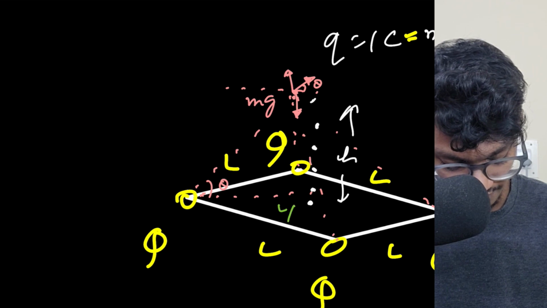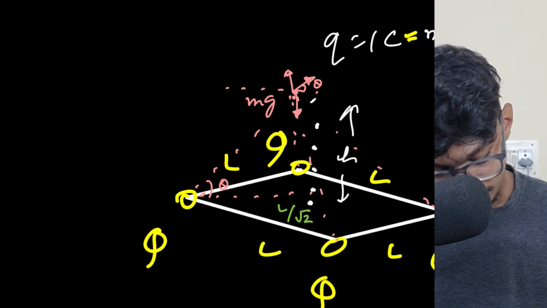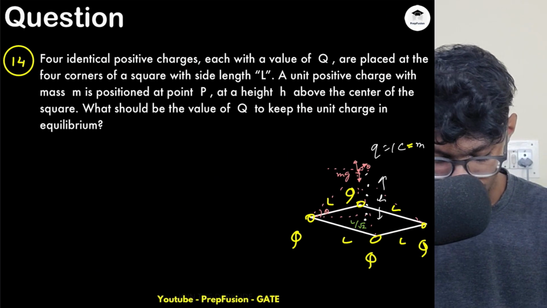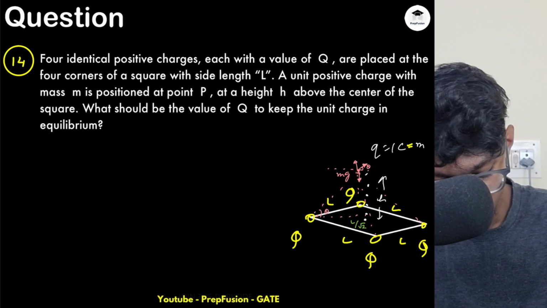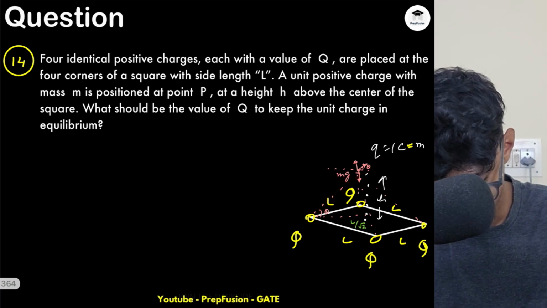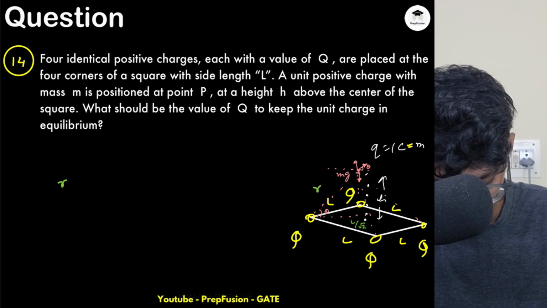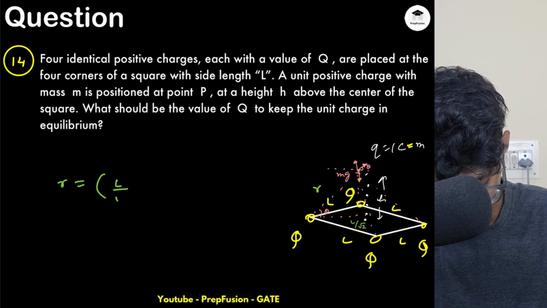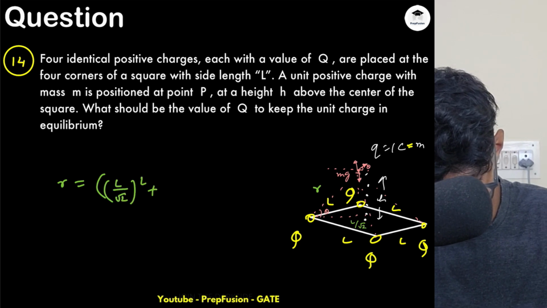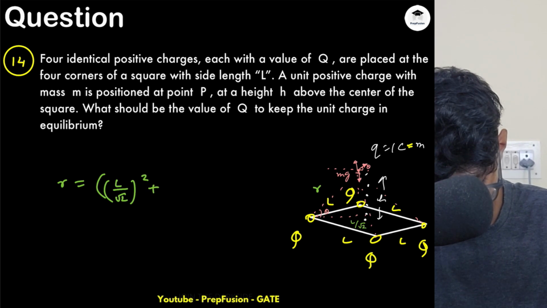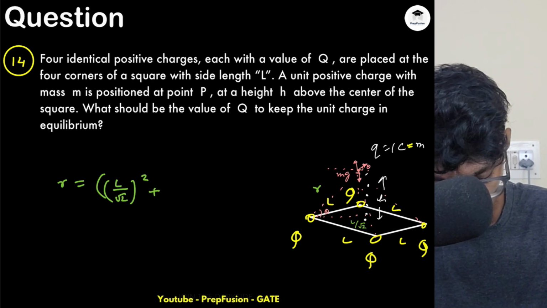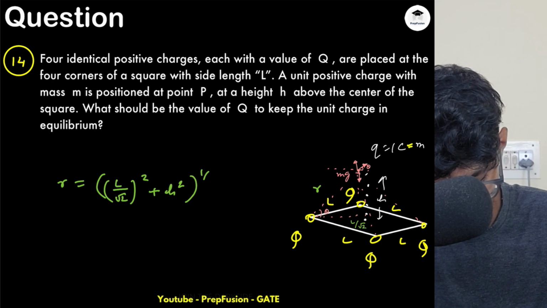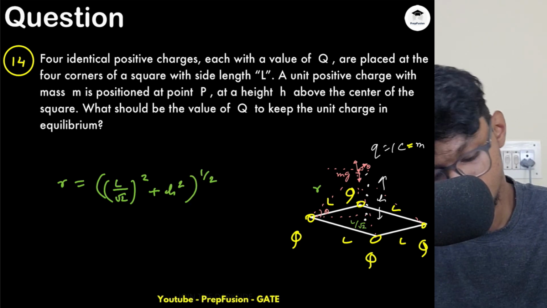Like you have to have a bit of visualization here, right? L by root 2. And what is this height? Height is h. They have already given me the height is h. So what will be this theta? This distance, let's name this distance as r. So r will be under root of L by root 2 whole square plus h square.